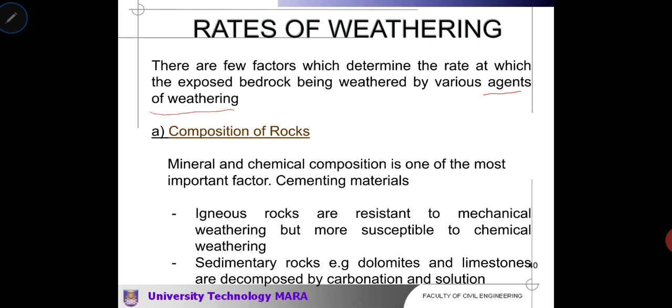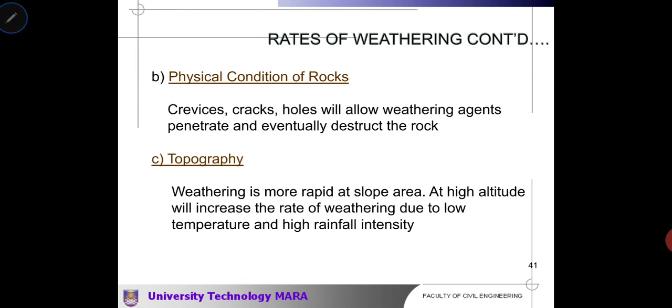Chemical weathering will result in the byproduct of the igneous rock weathering process. For sedimentary rock, for example dolomite and limestone, most of them are decomposed by carbonation and solution. So you know that limestone is kind of salt. If you pour water, this salt can dissolve with water. Okay, next is the physical condition of rock. Crevices, cracks, holes will allow weathering agents to penetrate and eventually disrupt the rock. Okay, I give you the example.